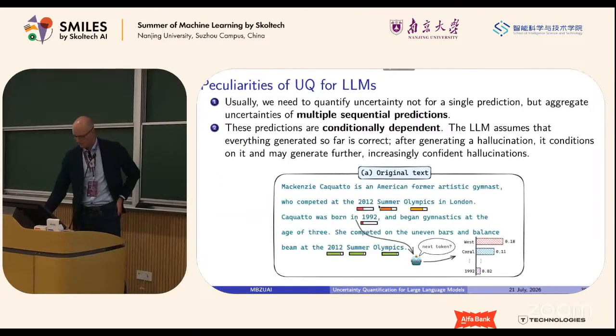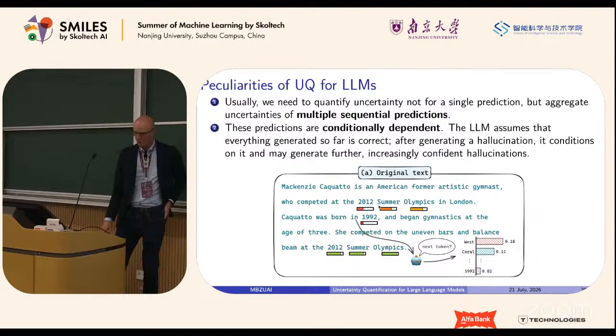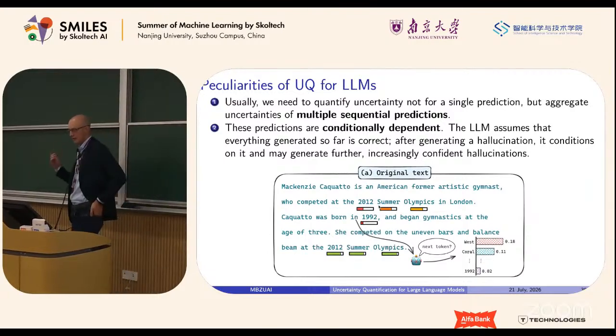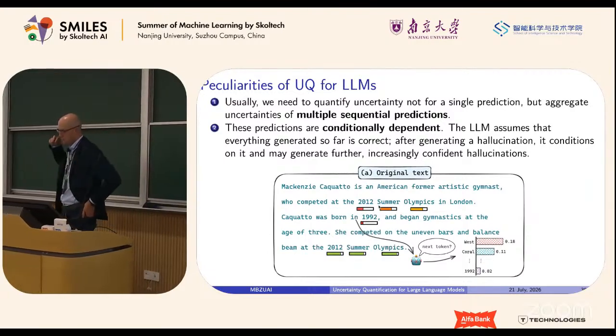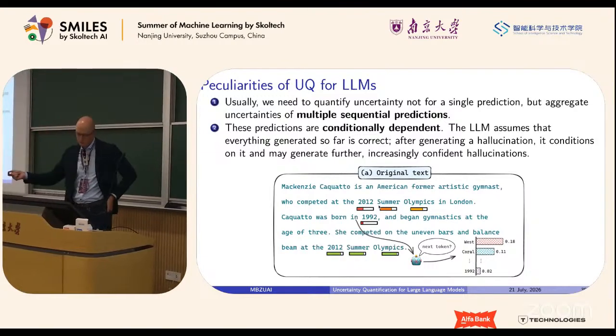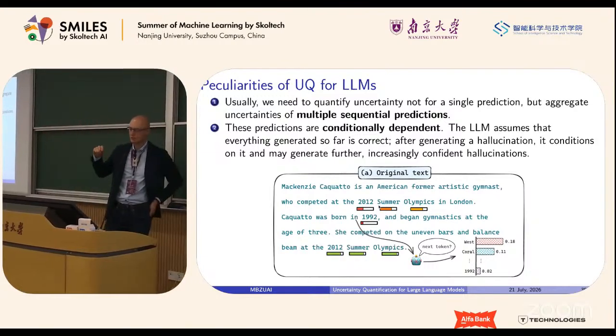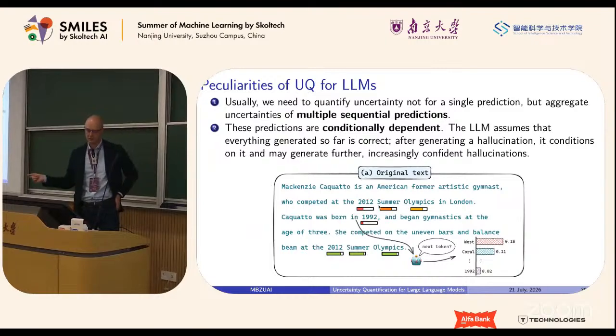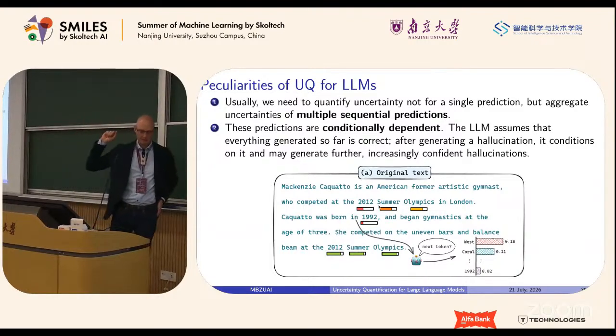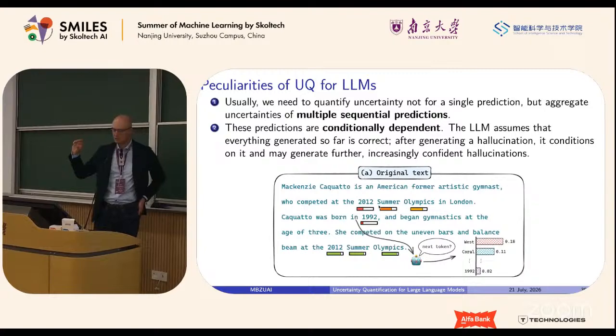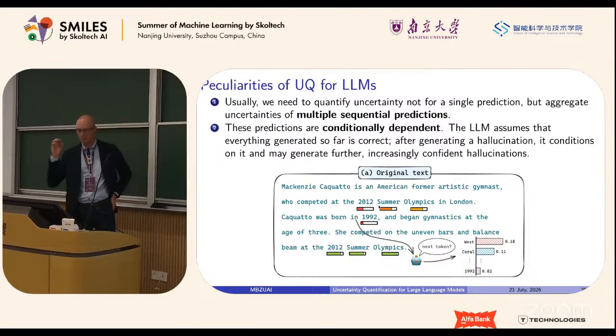So the problem with uncertainty for LLMs is that you need not just to quantify uncertainty for a single prediction, you have to aggregate uncertainties for multiple sequential predictions. And these predictions are conditionally dependent. And here's an illustration of why this is a problem.